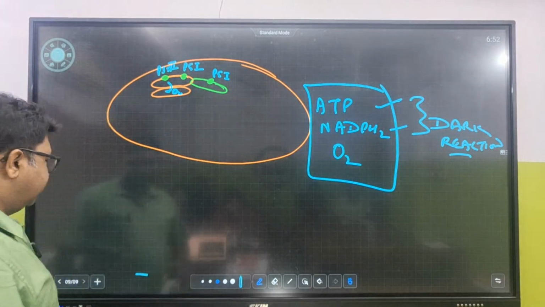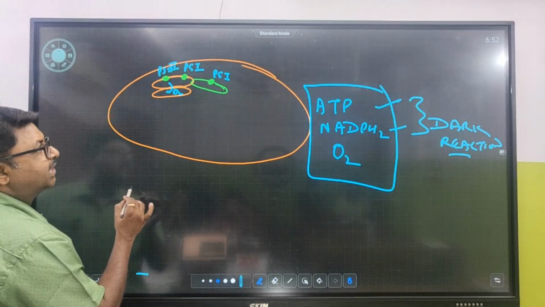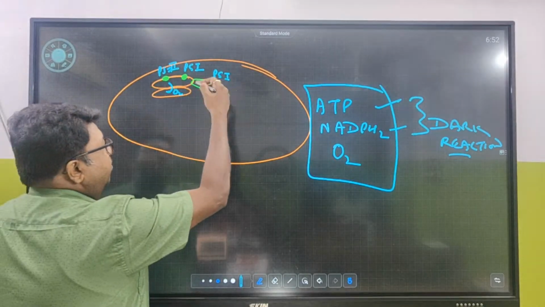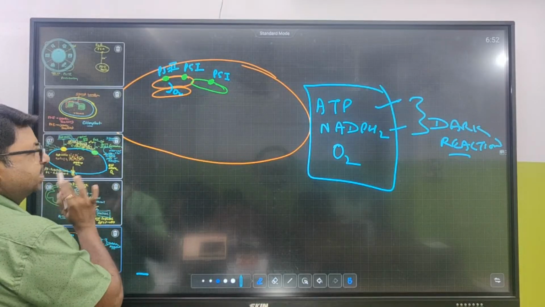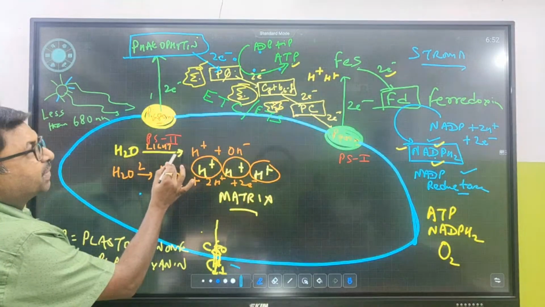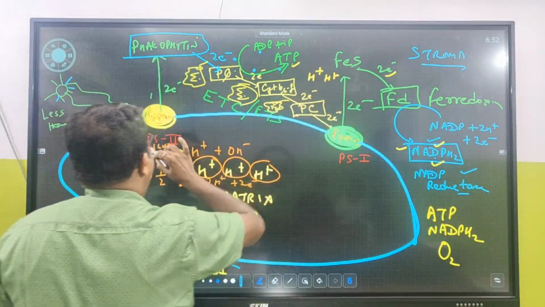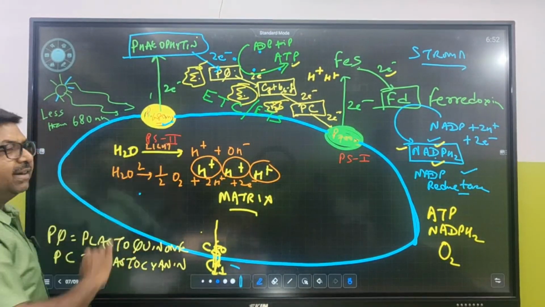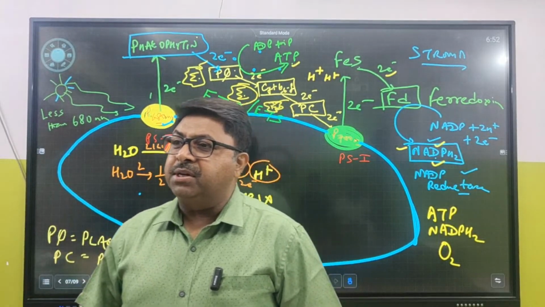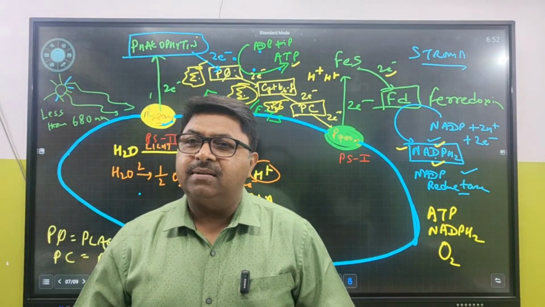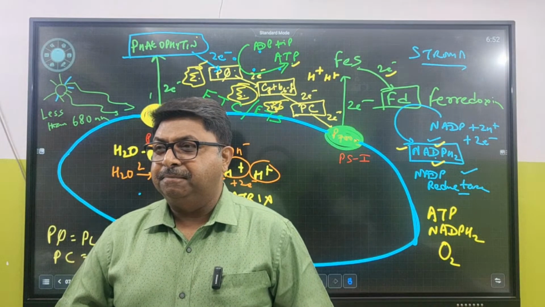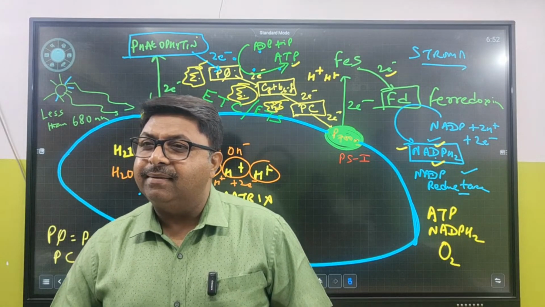Got the idea? Now there is a term called... Okay, first let me get into this. This is non-cyclic. If water gets split, then ultimately what is going to happen? Water is only going to split at 680 nanometer. When it was less than 680 nanometer, name the photosystem which got activated. Both of them. But exactly at 680 nanometer, what is going to get split?